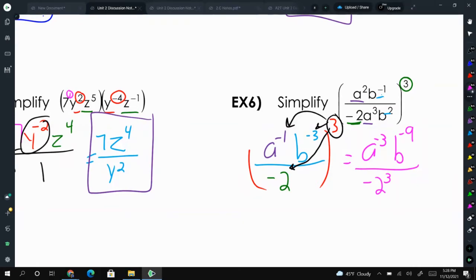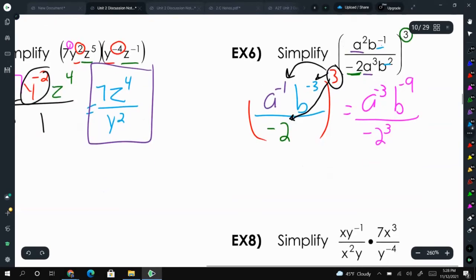Now I'm going to start moving things across the fraction line. One of the biggest things or problems I will see is students looking at negative 2 to the 3rd power and move that to the numerator because they say, oh, negative 2, that's a negative. You're only looking at the exponents. You only move something if it has a negative exponent. So this negative 2 has a positive 3 exponent, so we're going to leave it alone.